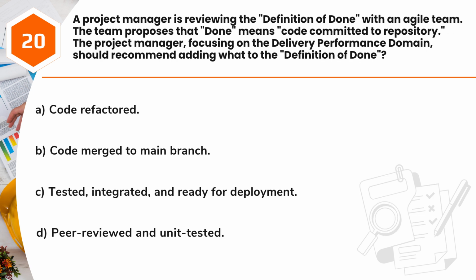Question 20. A project manager is reviewing the definition of done with an Agile team. The team proposes that done means code committed to repository. The project manager, focusing on the delivery performance domain, should recommend adding what to the definition of done? A. Code refactored. B. Code merged to main branch. C. Tested, integrated, and ready for deployment. D. Peer-reviewed and unit-tested.